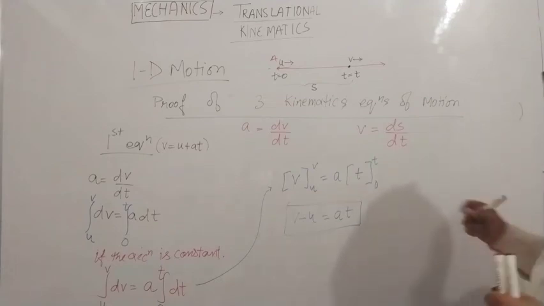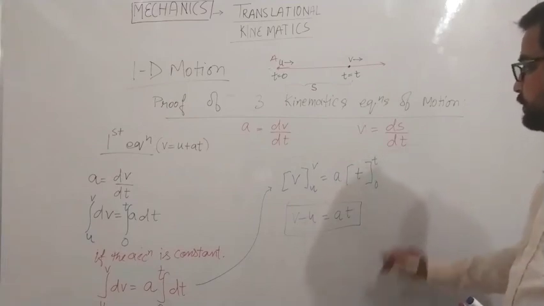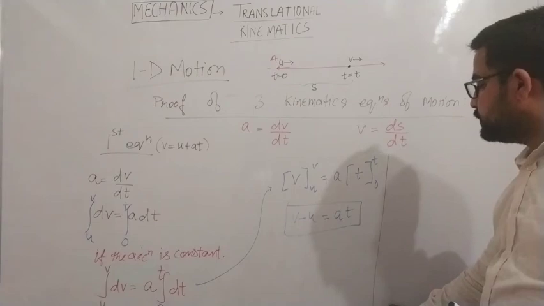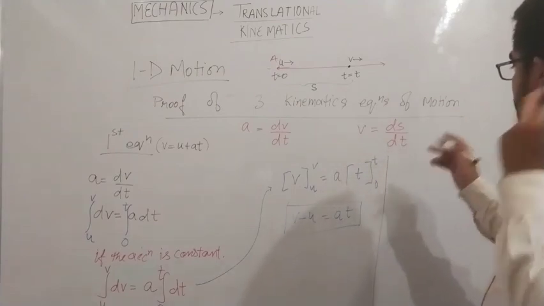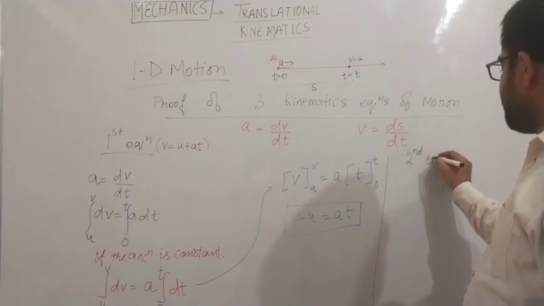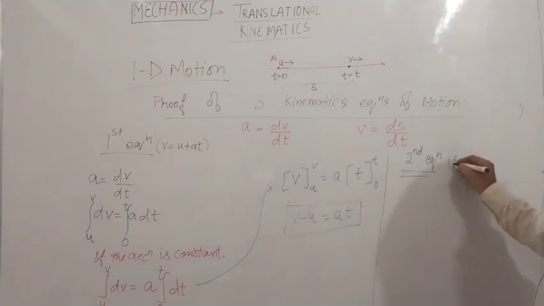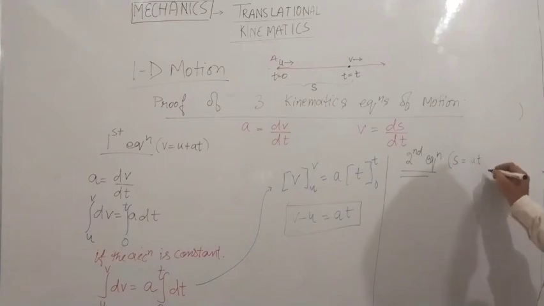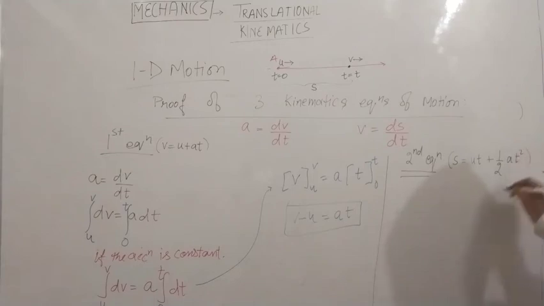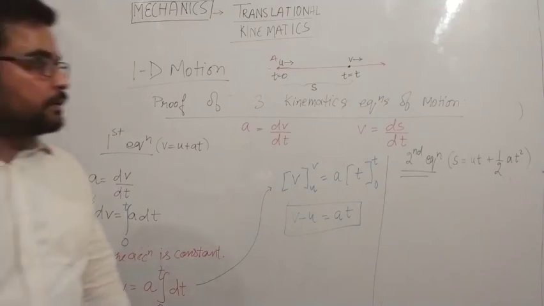Now, the second equation of motion. Actually you know that it is S is equal to ut plus half AT square, right? S is equal to ut plus half AT square.